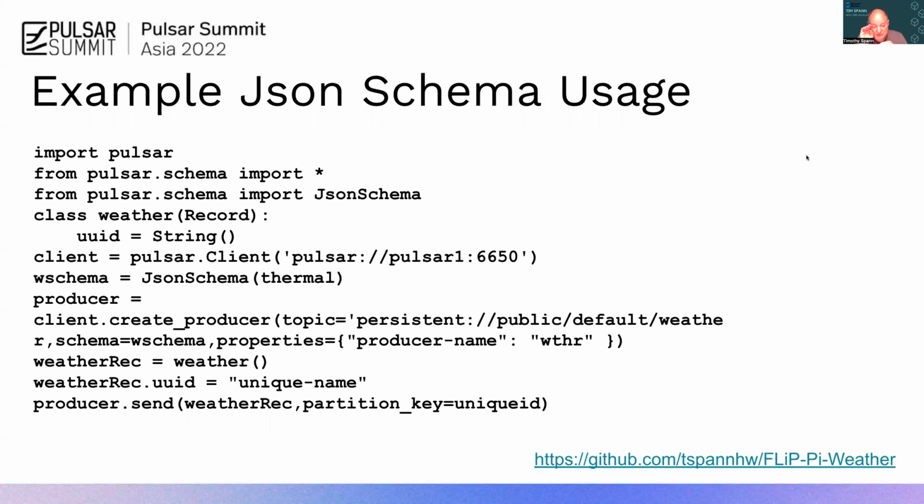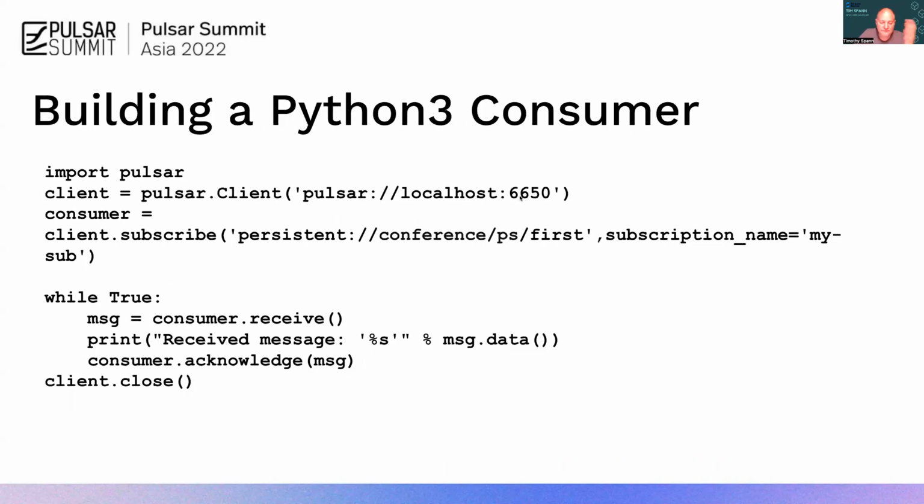As you might imagine, JSON schemas are also supported. It is almost identical to the other one. The only difference being I create my schema against that record using the word JSON schema. Otherwise, everything else is the same. Example down the bottom for weather.